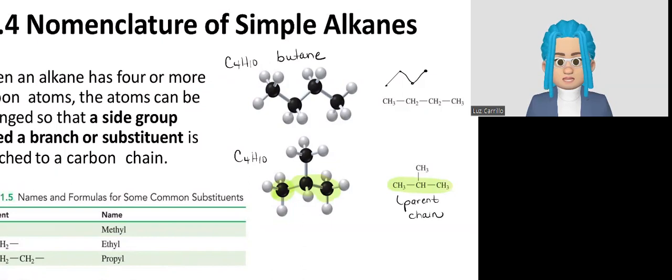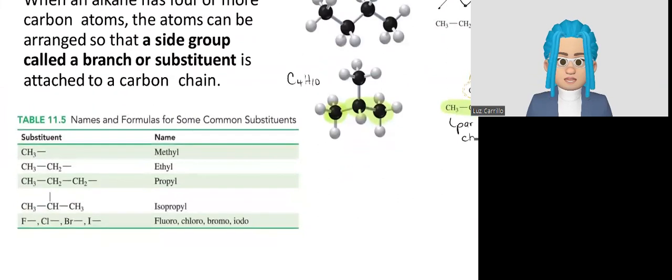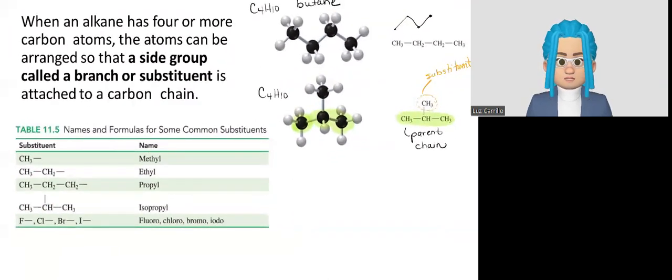Any group of atoms that extends outside the parent chain is known as a substituent. So we can see that in this molecule, we have one substituent, that carbon with three hydrogens. So what is the name of that substituent? As you can see in this table, which is 11.5, utilized from a different reference book, we can see that that substituent has a name and is called a methyl group.